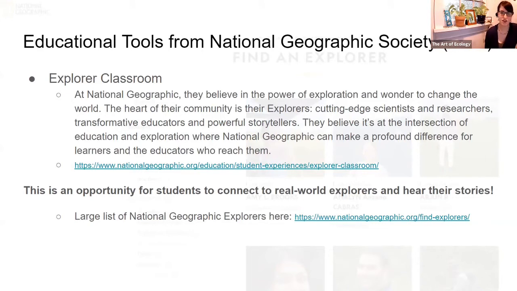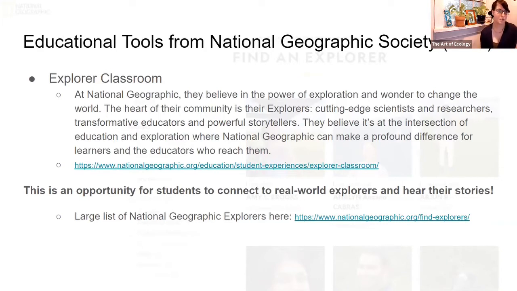And then finally with Nat Geo, some of their education programs, they also have something called the Explorer Classroom. I find this is really cool to show to students, where you can search through all of their different explorers and see who's going to be talking. It's done virtually, even outside of COVID, so it's a great thing to integrate now. It introduces your students to real world explorers and scientists out there. They can talk a little bit about what they do, how their research is impacting the world, how the students can get involved, how they can help, and how it connects to their classroom learning as well.